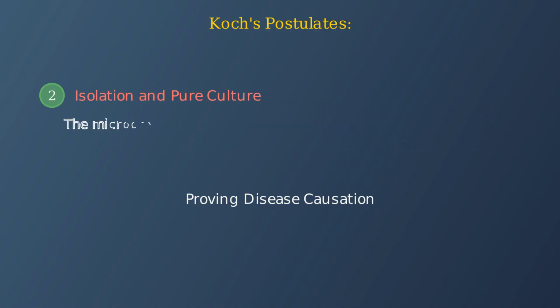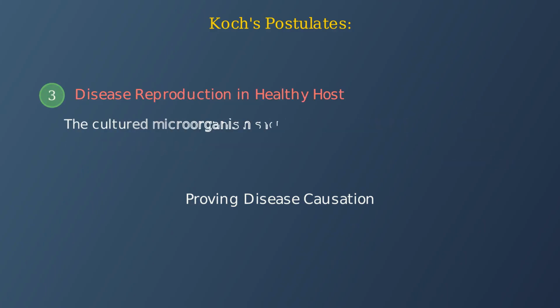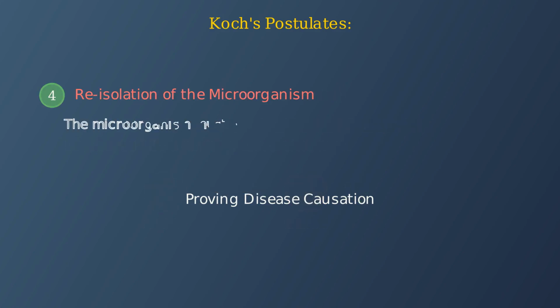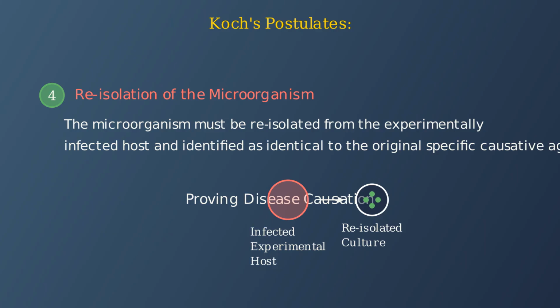Postulate 2. The microorganism must be isolated and grown in pure culture. Scientists must extract the suspected pathogen and grow it separately from all other organisms. Postulate 3. When the pure culture is introduced into a healthy, susceptible host, it must cause the same disease. This step confirms the microorganism's pathogenic capabilities. Postulate 4. The same microorganism must be re-isolated from the experimentally infected host and identified as being identical to the original specific causative agent. This final step closes the loop of proof.